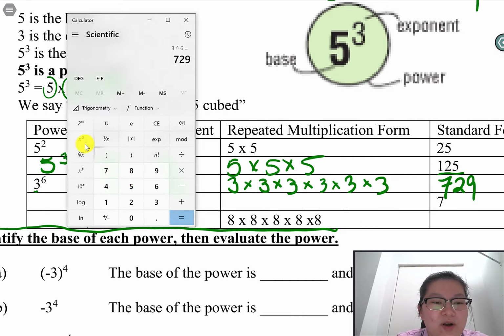Many of you might be aware of this button here, squared, and that's only limited to the square of a number. So just be mindful, it's not this one, it's this one, x to the power of y, okay?